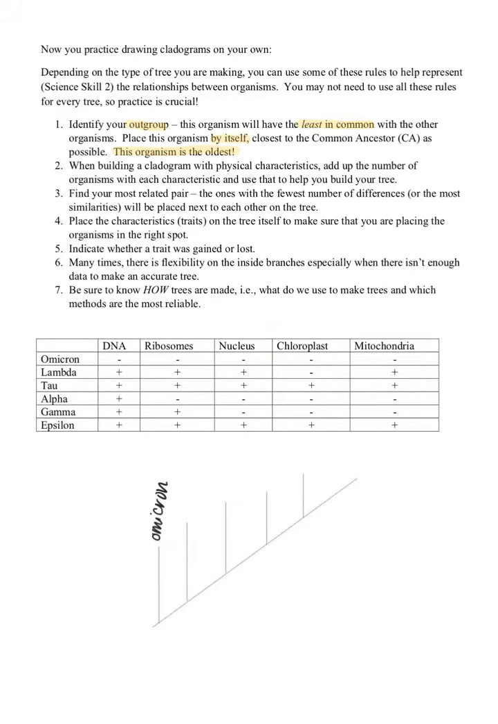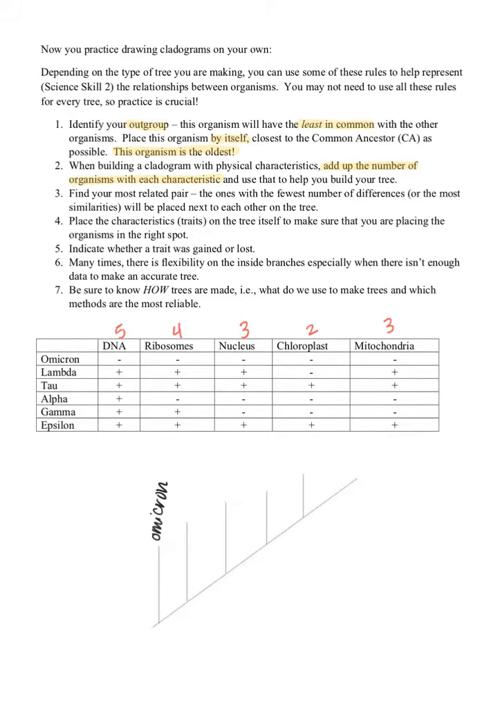Now, the second step is, when you're building a cladogram, like this one that has physical characteristics, a helpful tip is to add up the number of organisms that have each of the characteristics and use that to help you build your tree. This can be used to help determine what characteristics cause each of the branches and will help you arrange your organisms accordingly. So I'm going to go through and count how many organisms in each column have that characteristic.